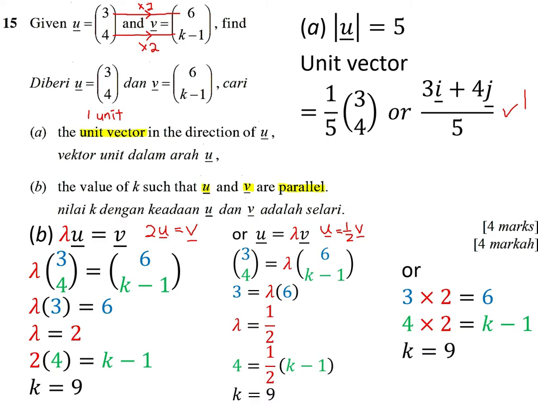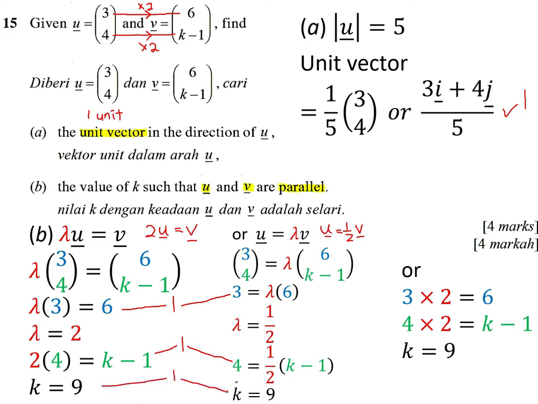So for this part, we get 3 marks. For the first method and second method, the marking scheme is the same. As long as you compare the x in order to find the lambda, you will get 1 mark. Once you get the lambda and substitute it in when you compare the y in order to find the k, you will get your second mark. Third mark, of course, is your answer k equals 9.